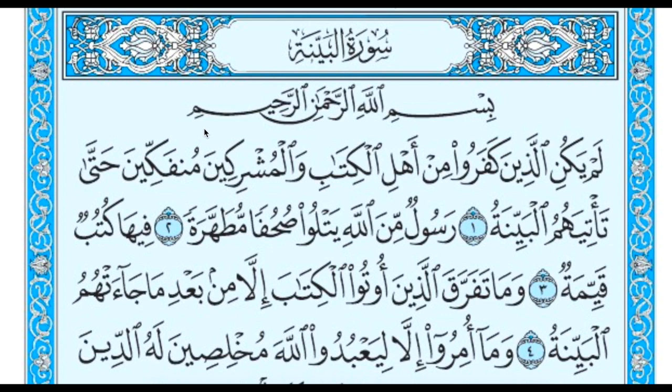Now, what does it say here? Munfakina. So what does it say about them? Munfakina means changing their ways. They will not change their ways. That's mim, noon, fa, kaf, ya, noon. Hatta, until, ha, ta, and then alif maqsura. Ta'tiyahum, ta, hamza on the alif, ta, ya, ha, mim.